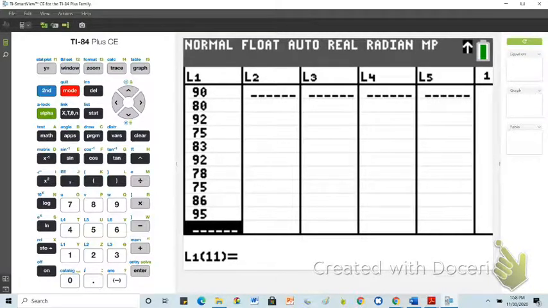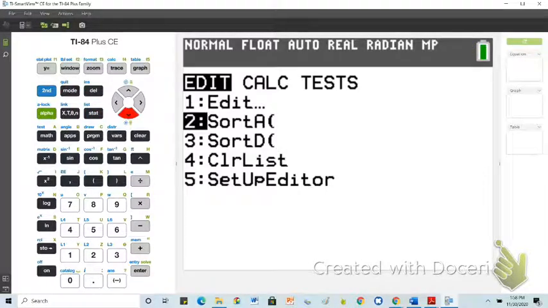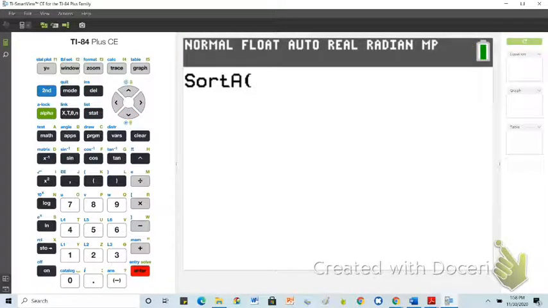So second mode. The data I put in was not in order. So in order for me to help figure out the mode of my data set, which is the number that occurs the most, it would be helpful if my data was in numerical order. So I'm going to select Stat. I'm going to go down to Sort A, hit Enter, and then I'm going to type List 1. So that's second and L1, hit Enter.